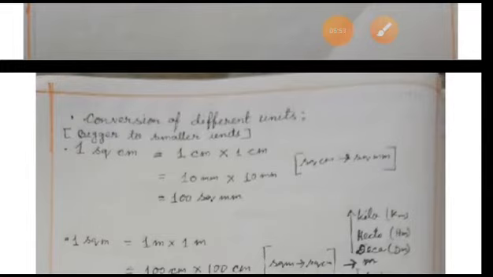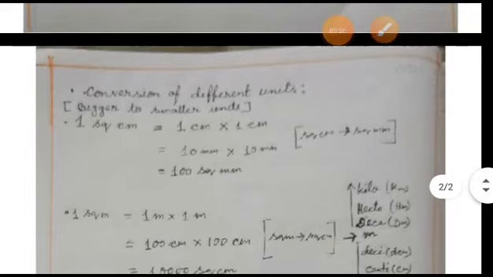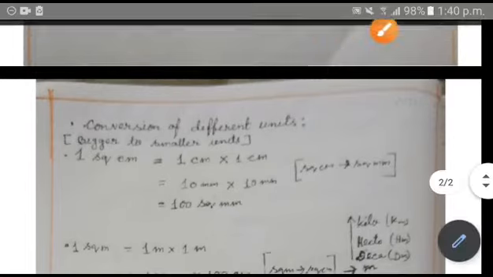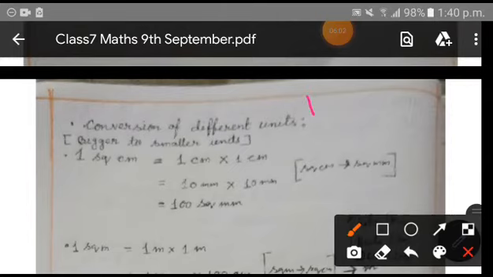Next, conversion of different units. Now children, here we will learn how to convert the different units of area. You know that you have learned in the metric system that 1 meter is equal to 100 centimeters.